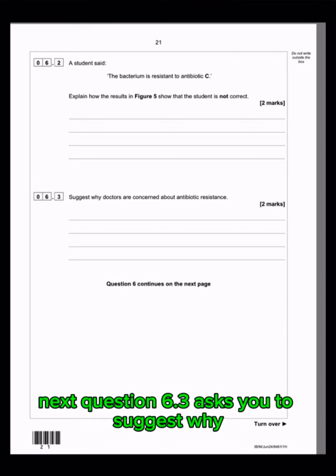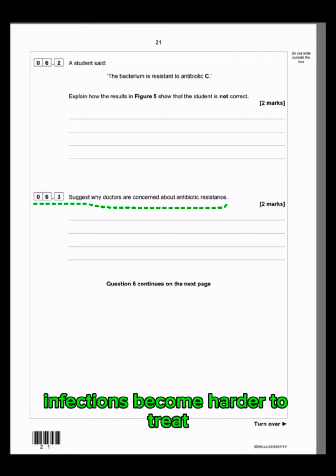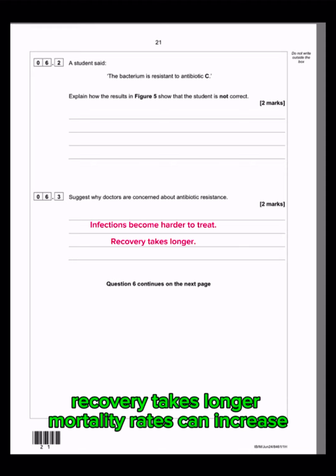Next, question 6.3 asks you to suggest why there is concern over antibiotic resistance. Infections become harder to treat. Recovery takes longer. Mortality rates can increase.